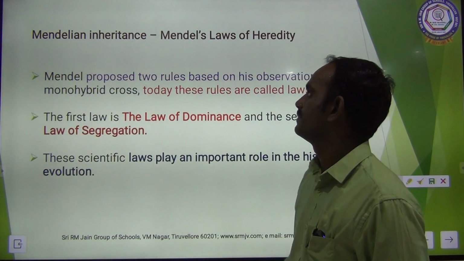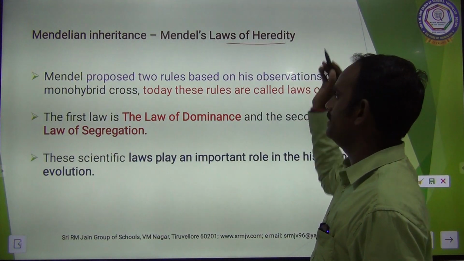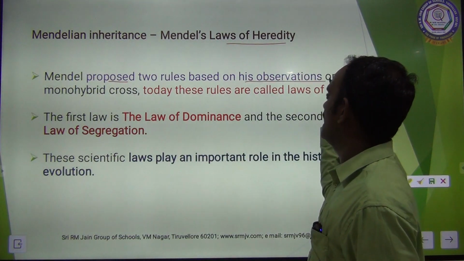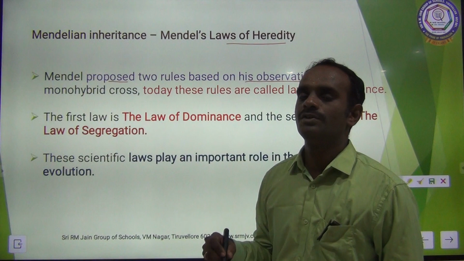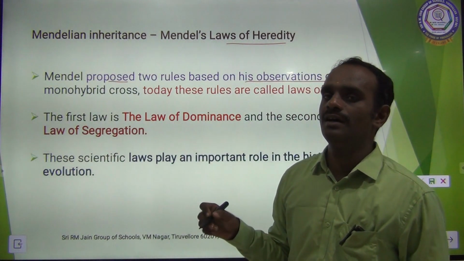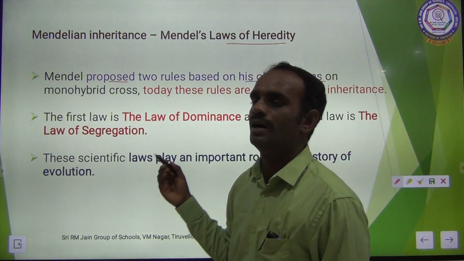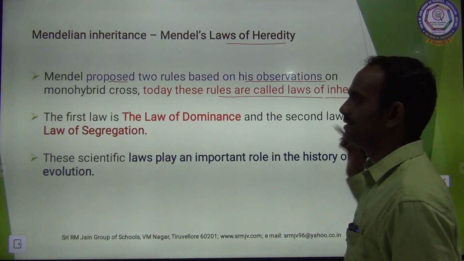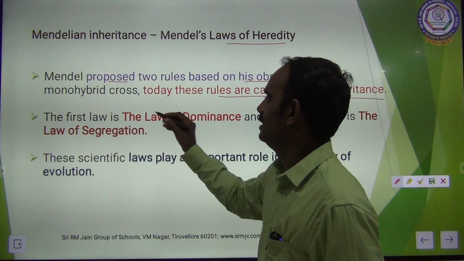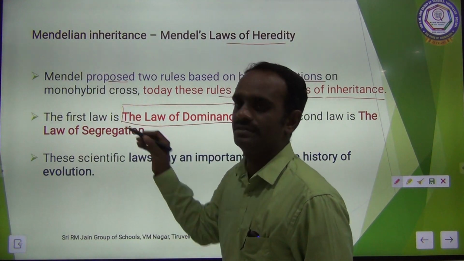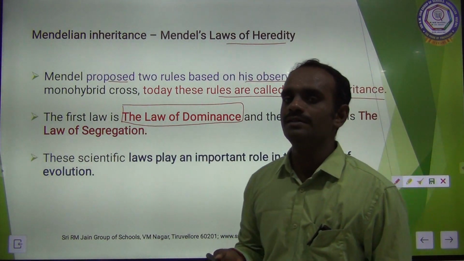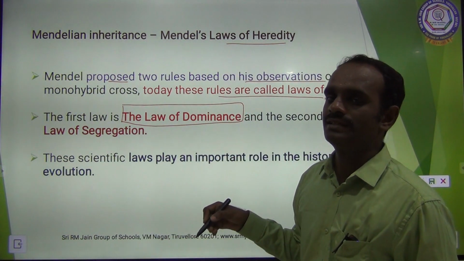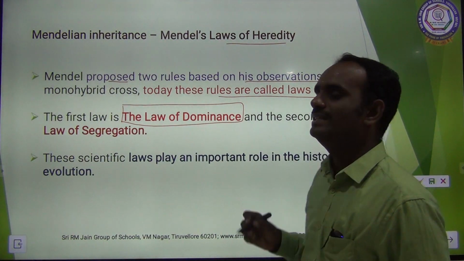Mendelian inheritance, Mendel's laws of heredity. Mendel proposed two rules based on his observation of the monohybrid cross. So he observed the monohybrid cross and proposed two laws. Today these rules are called the laws of inheritance. The first law is the law of dominance.